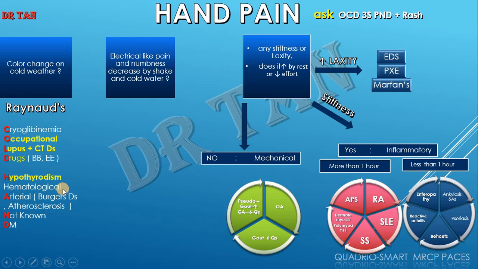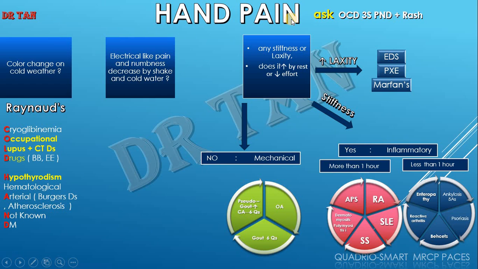Then H for hematological. The H for hypothyroidism and hematological, I mean here lymphoma can be a cause of Raynaud's disease, and leukemias. The A for arterial, Buerger's disease, and Buerger's disease is associated with heavy smoking and gangrene on the fingers. There is a constriction of the blood vessels on the tips of the fingers and toes, and the patient may have gangrene. Then the N for not known, which is primary Raynaud's, just the Raynaud's and nothing else. Then the D for diabetes. So again, don't say that I only know the differential. It will not be that way.